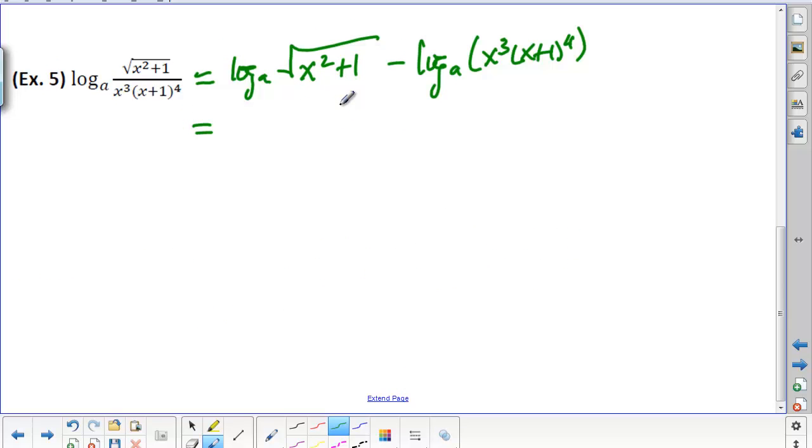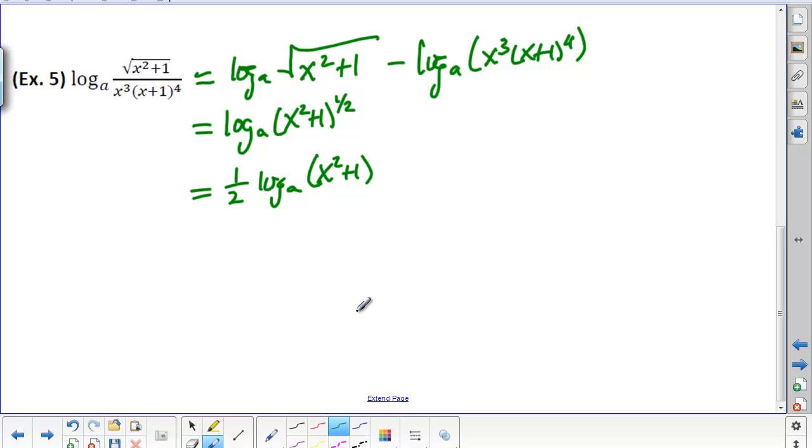Alright, next step. Again, square root is the same as a 1/2 power. So that's going to be 1/2, and I'm going to go ahead and bring that down. And so that first piece is done. Sometimes it's easier just to work with one piece at a time. So that's finished.